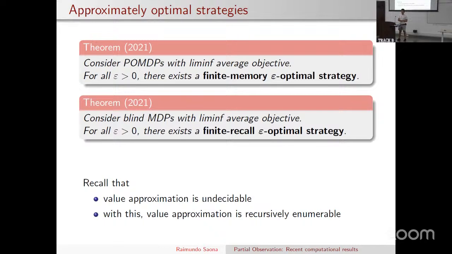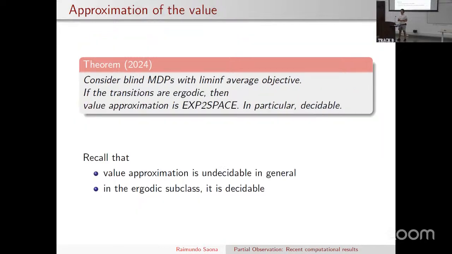Okay. A result. In blind MDPs, so there is only one signal, this is really the probabilistic finite automaton, but not with reachability objective, with limit average objective. So it subsumes reachability. What can we say? The value approximation is not undecidable anymore. It's second exponential space, doesn't matter. It is decidable.